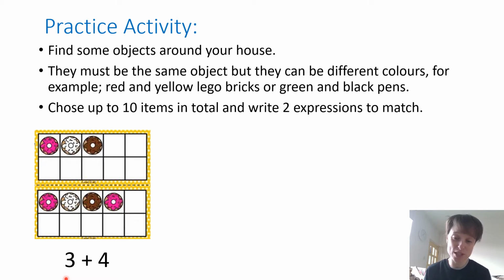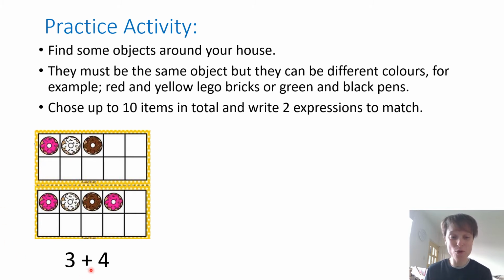Can you pause the video here and read that expression to your adult, or you can read it to me? That's right, we can write this as 3 plus 4, or 3 add 4. Now, that 3 represents the number of donuts in the top tens frame. So what does the 4 represent? Pause the video and tell your adult.